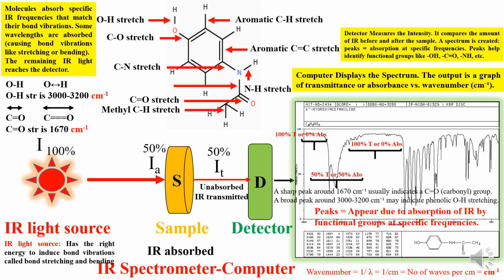Now in the next video, I'll be explaining the different regions in the IR spectra, like the fingerprint region and the functional group region. And I'll also be explaining the important functional group frequencies that one should be aware of while interpreting the IR spectra of a given organic compound.